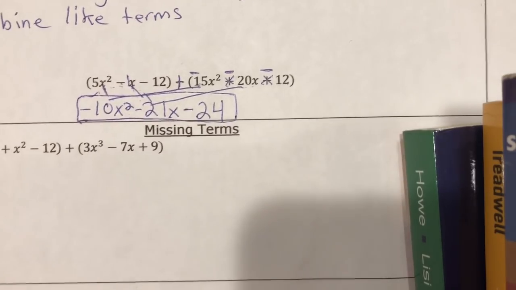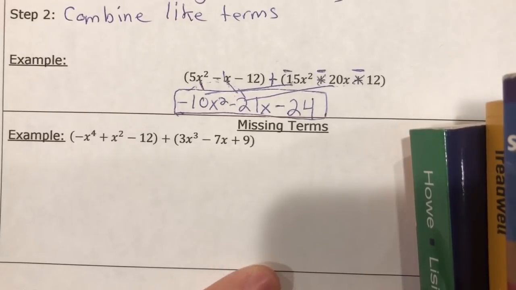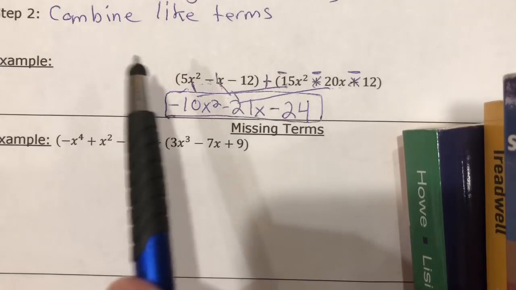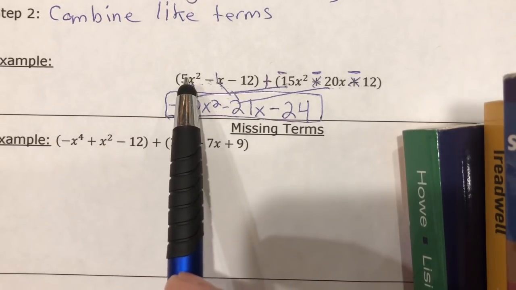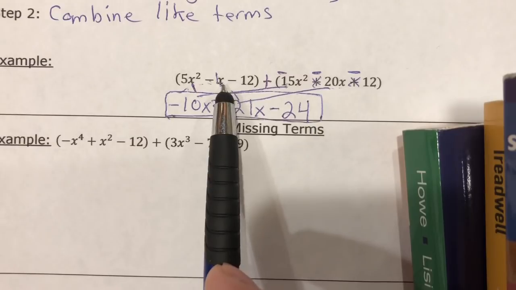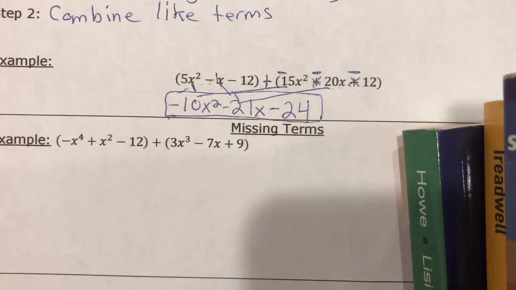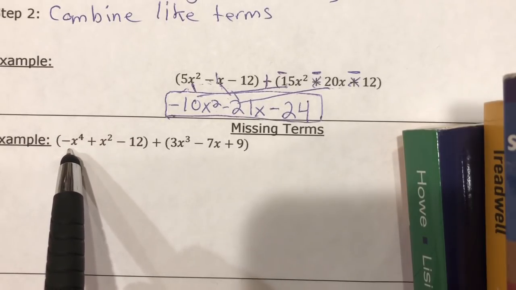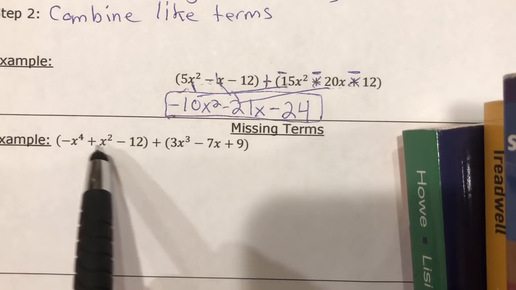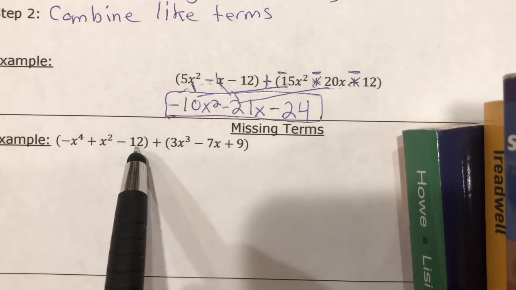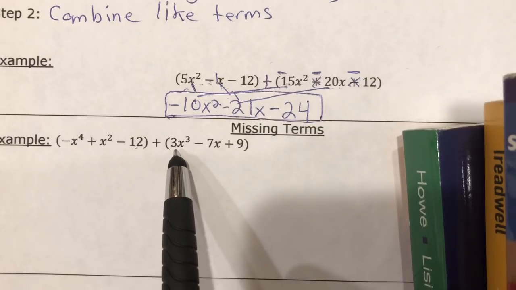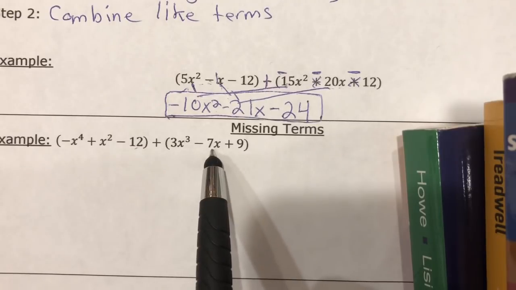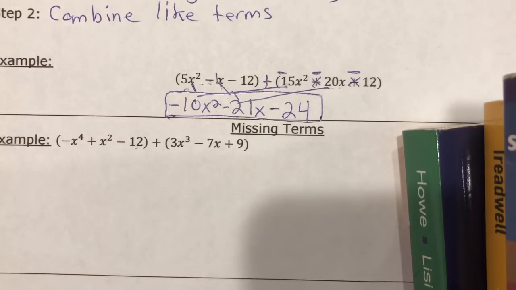Alright, now in both of those examples, we had x squared, x, constant. We had the same exponents in both of those examples. However, sometimes you don't. So in this example, for missing terms, we have x to the 4th power here, x to the 2nd power, and then a constant. But in the other parentheses, this trinomial has x to the 3rd power, so no x to the 4th. We don't have x squared, and we do have a constant.